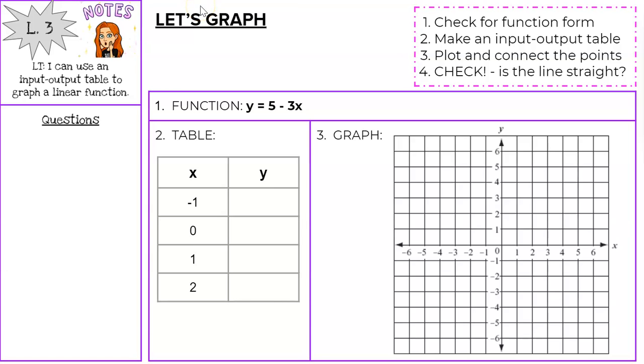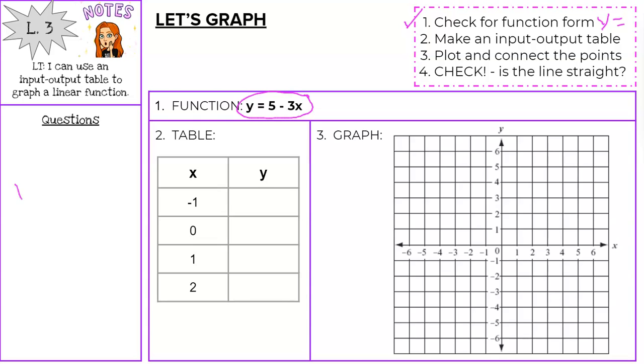All right, last function that we're going to do, y equals 5 minus 3x. So first off, check for function form. Is it in that y equals form? Yes, it is, so we're good. Second step, make an input-output table. So we're going to fill out our input-output table.